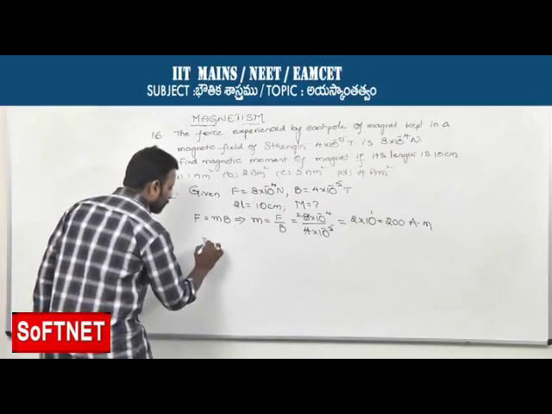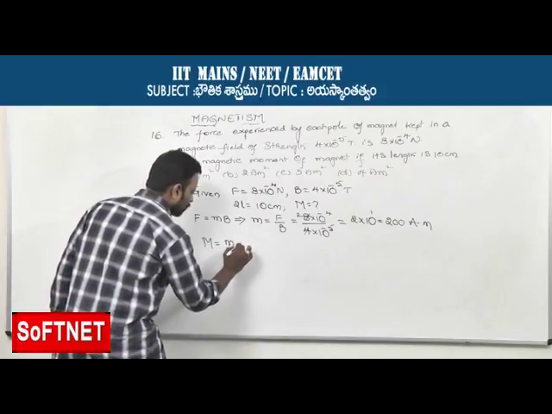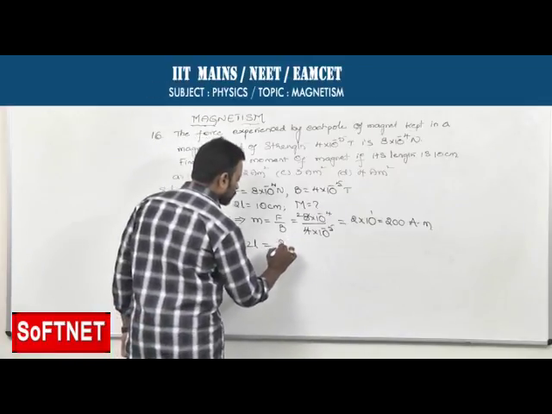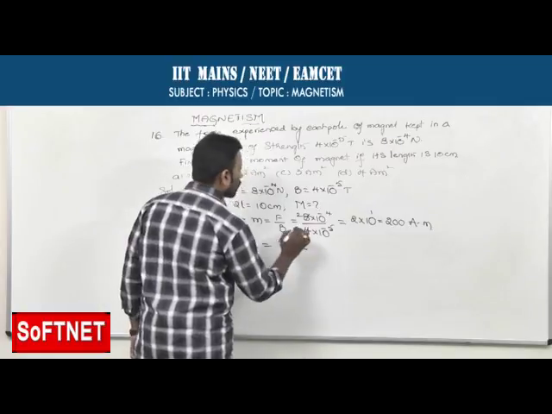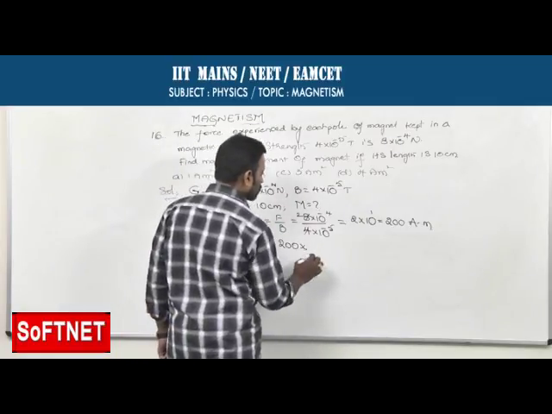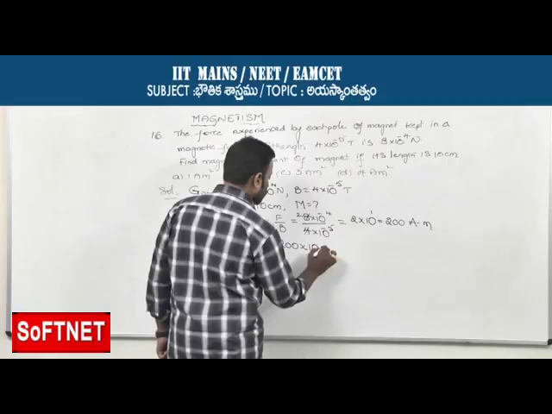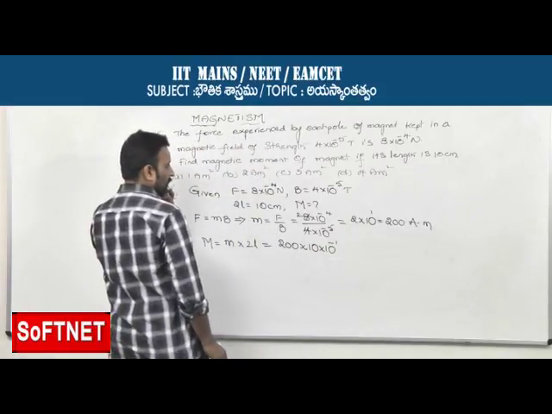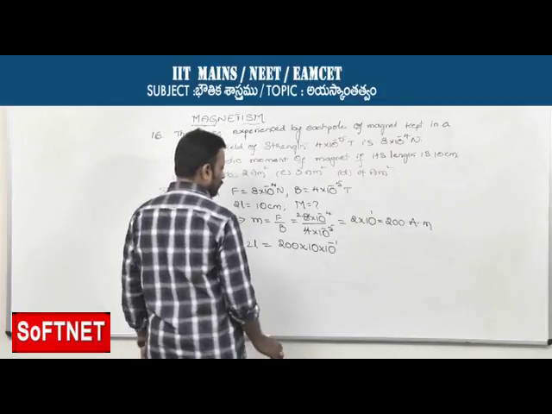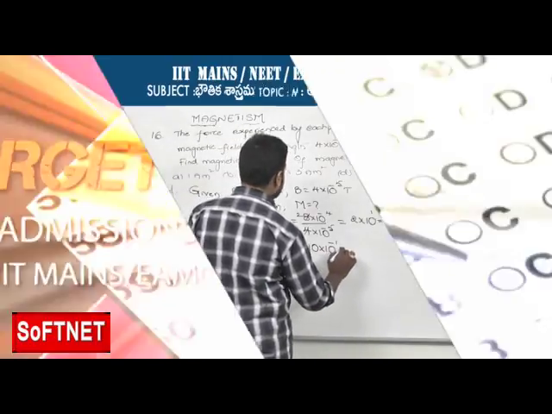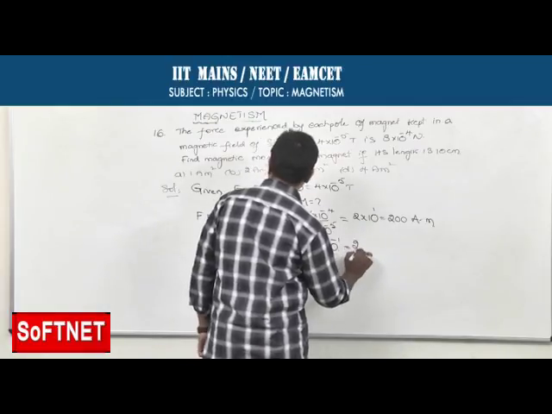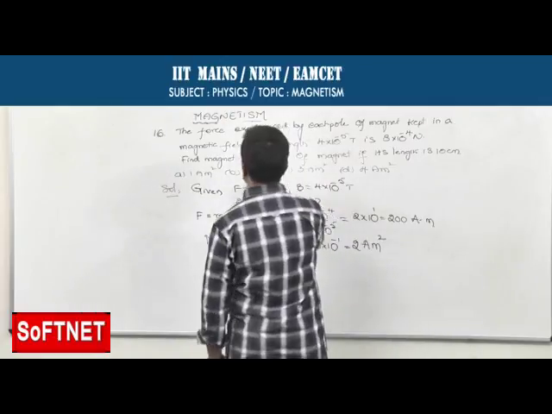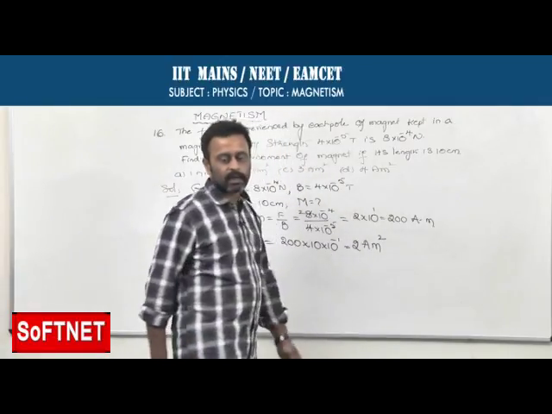You are asked to calculate the magnetic moment. We know that magnetic moment is the product of pole strength and magnetic length. Pole strength we got, and the length of the magnet is given as 10 centimeters, which is equivalent to 10 power minus 1 meter. So we got the answer as 2 ampere meter square. So the second option is the correct one.